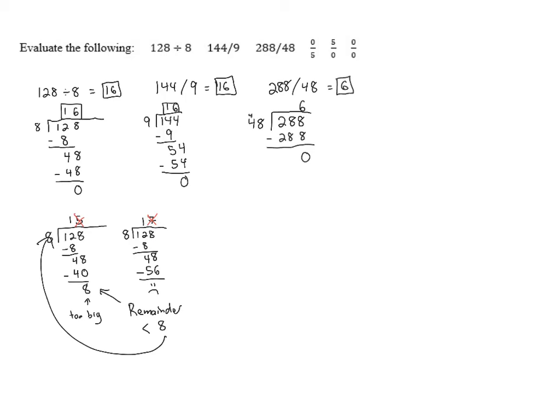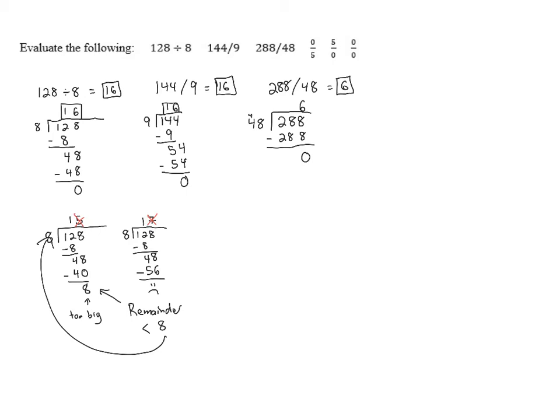If we had accidentally put 5 here, then we would have had too big a remainder, and if we had put 7, then when we multiplied, we would have gotten a number that was too large there. So there's always checks in these problems to make sure that you're getting each digit correct.